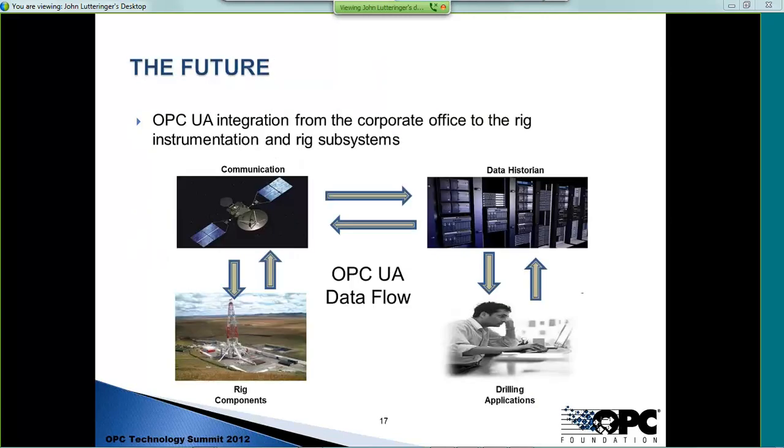So what we see in the future is an OPC UA integration from the corporate office to the rig instrumentation and the rig subsystems. The rig components here would not have a serial interface at that point in time. They would have an OPC server that's interfacing with the rig instrumentation. We obviously have the communications leg. We would have an OPC server here that is interfacing with the remote OPC servers and having that data available. And then we'd have a set of drilling applications here that are interfacing with the OPC server.